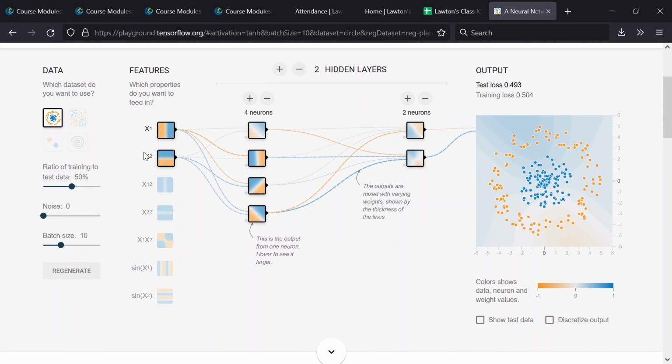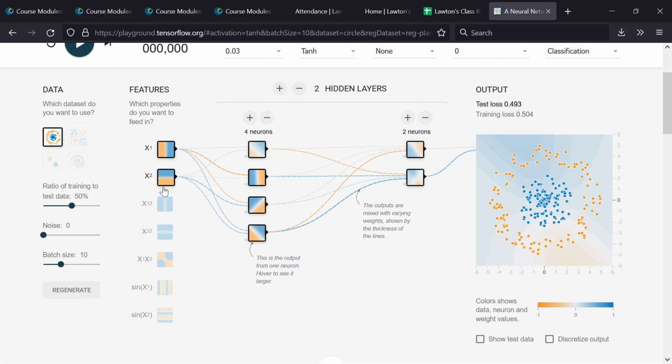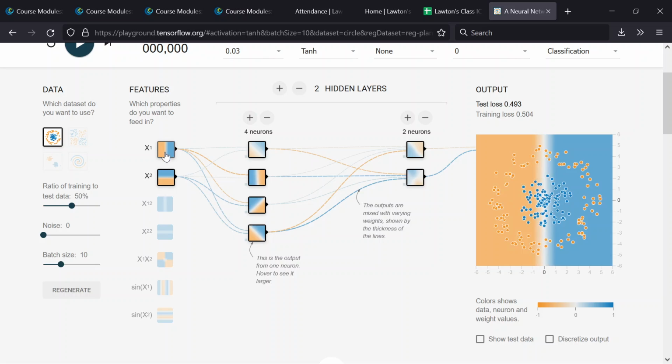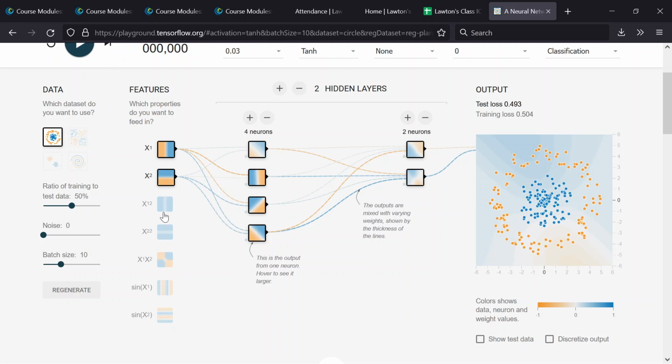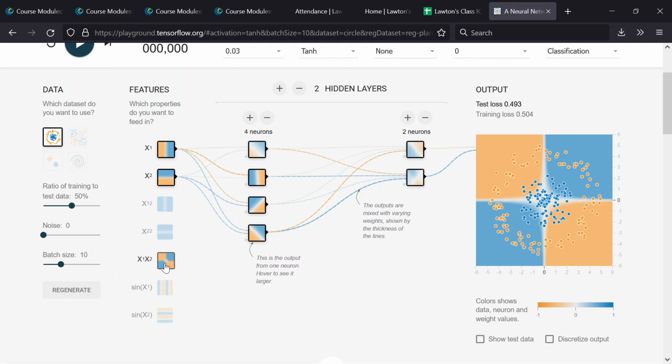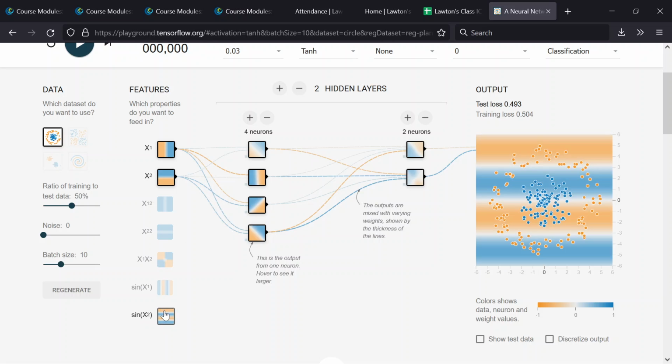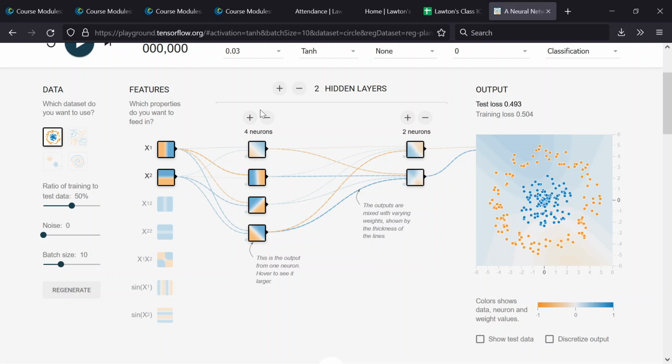So here are your inputs on the left side. X1, X2, X1 squared, X2 squared. All these things are different inputs, and I guess the original inputs are X1 and X2, and then the rest are combinations of them in certain ways, like multiplication, things like that. The sine of X1, the sine of X2, maybe that's helpful.